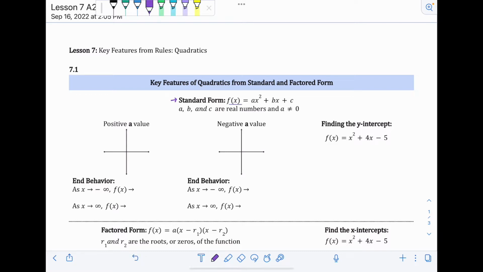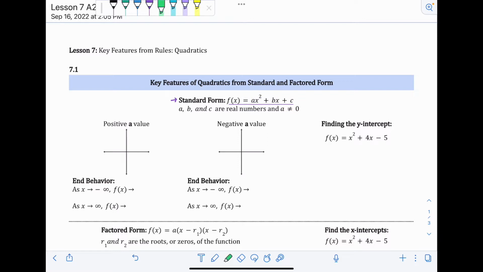So standard form is f of x equals ax squared plus bx plus c. A, b, and c must be real numbers, meaning they can't really involve i. And then a cannot be 0, because if a is 0, then that cancels out this entire x squared term, which x squared has to be there in order for it to be a quadratic. First, we're going to break down what it means if we have different a values.